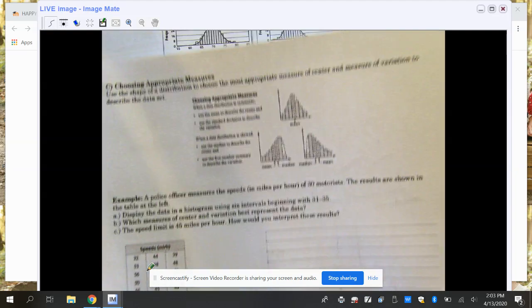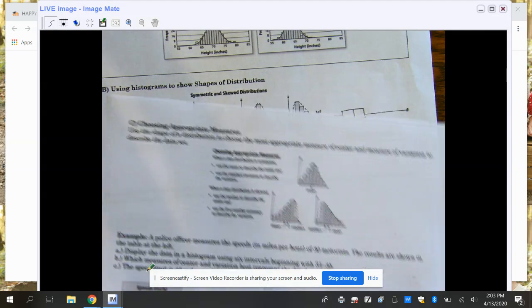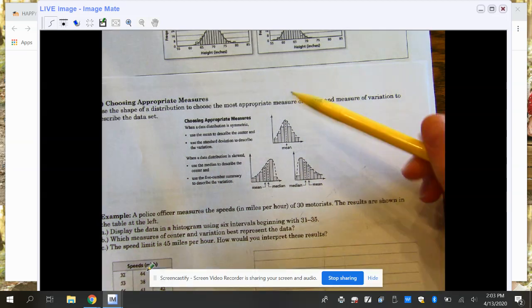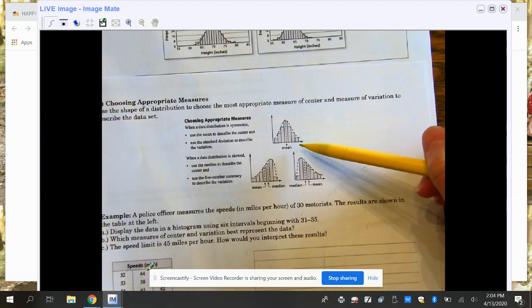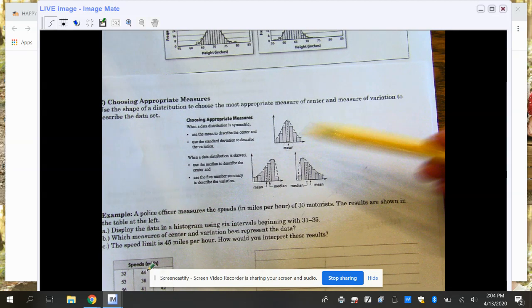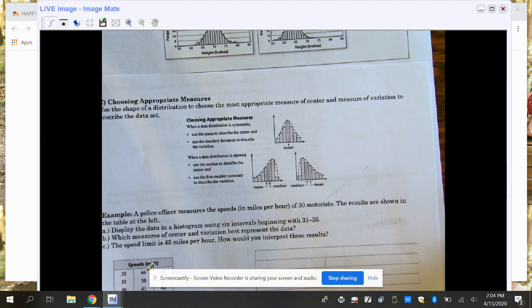And so when you are looking at those shapes of distribution, we're going to be analyzing similar things in terms of, do we want to use the median? Do we want to use the mean? Looking at how our data is skewed, etc.